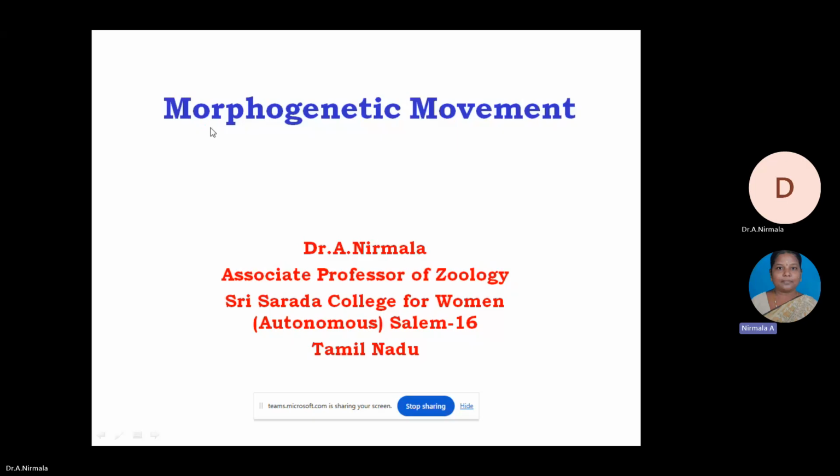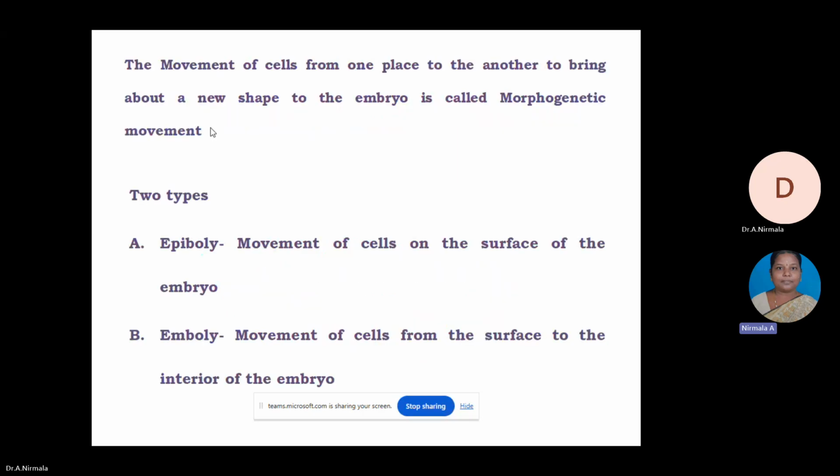What is meant by morphogenetic movement? Movement of cells from one place to another place to bring a new shape to the embryo is called the morphogenetic movement. During gastrulation, the blastomeres move from one place to another place. Their cell movements transform the blastula into the gastrula. These movements lead to the formation of a new shape to the embryo. This movement is called the morphogenetic movement.